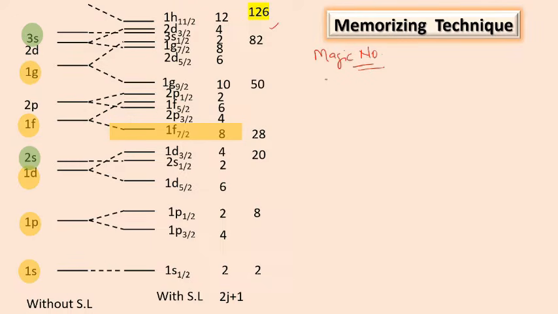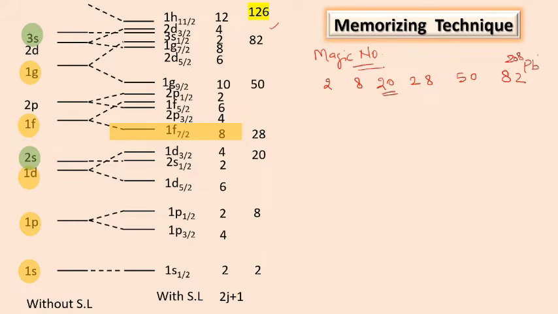It is not a perfect scheme, but you can easily understand. 2, 8, then 28, then 8, 2. So out of 7 we have written 4. In between this we have 20, and in between these two we have 50. And after this 82, so you remember this lead.